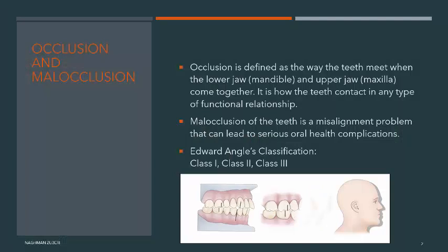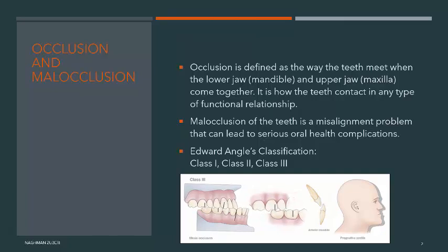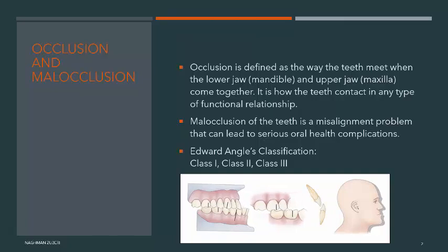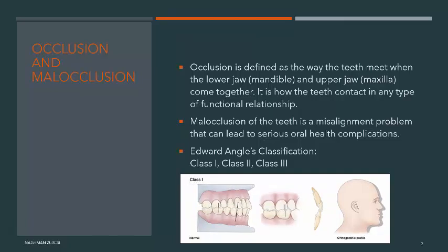Occlusion is defined as the way the teeth meet when the lower jaw, that is mandible, and the upper jaw, that is maxilla, come together. Actually, maxilla is a fixed entity. Mandible moves. So we can say that occlusion is when the mandible comes closer or comes together with the maxilla. It is how the teeth contact in any type of functional relationship.